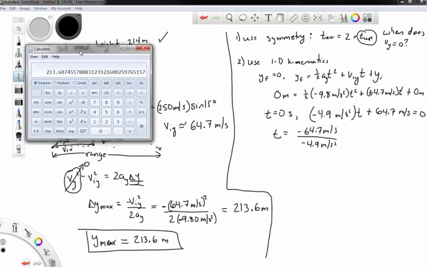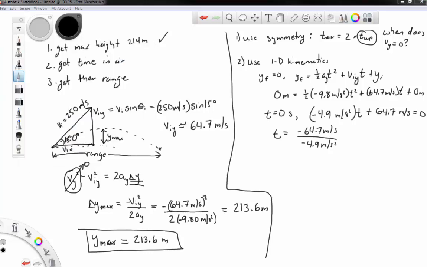So let's whip out the calculator. Since there's negatives in both, I'm just going to drop the negatives because they cancel. And what we end up with is 13.2 seconds. So let's put that in over here.